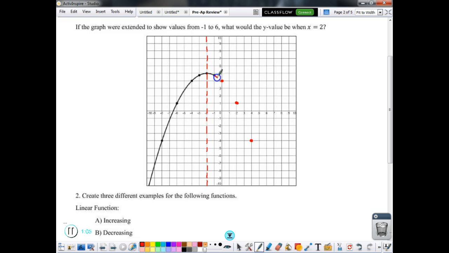Okay, so if your parabola was extended, it'd look like that. But what they want to know is what the y value is when x equals 2. X equals 2 right here, so my y value would be 1. So f of 2 would be 1. Does that make sense? It's either like that or y equals 1.